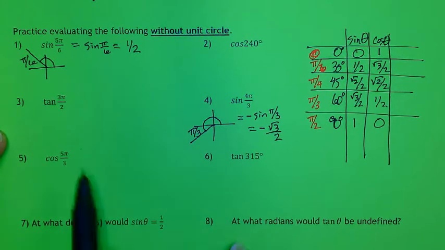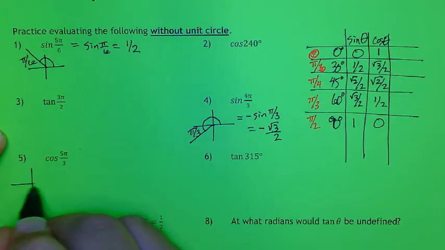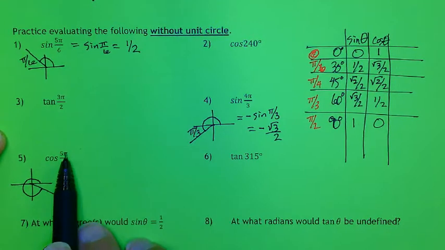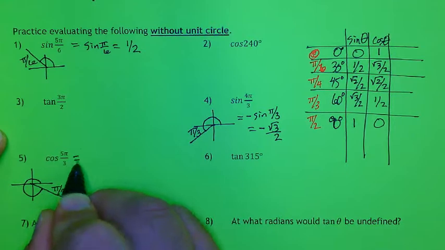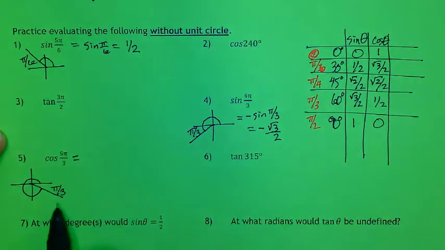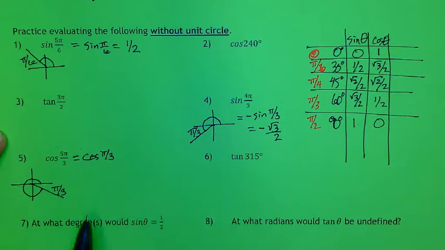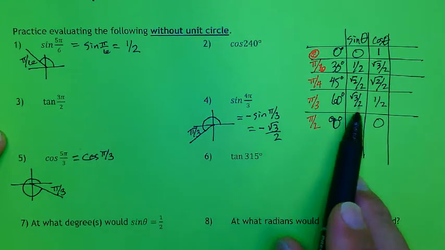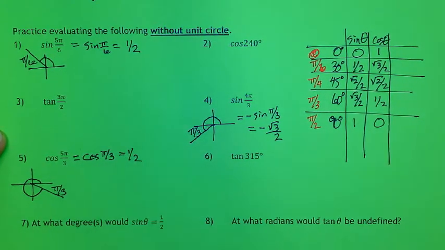Cosine of 5 pi over 3. 5 pi over 3 would be all the way into the fourth quadrant. It's not quite 6 pi over 3. It's pi over 3 short. Cosine of 5 pi over 3, reference angle, is the same as the cosine of pi over 3. Positive cosine in the fourth quadrant. Pi over 3, cosine 1/2. So it equals 1/2.